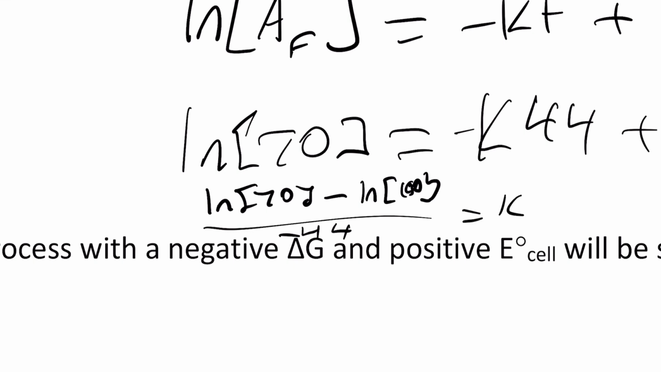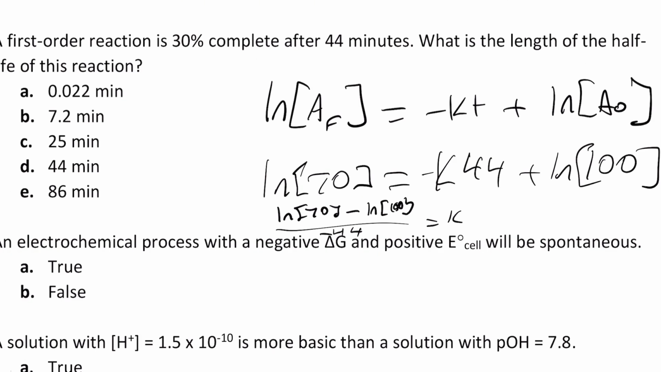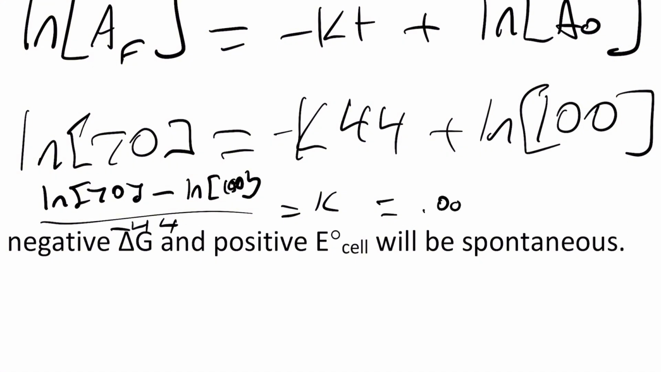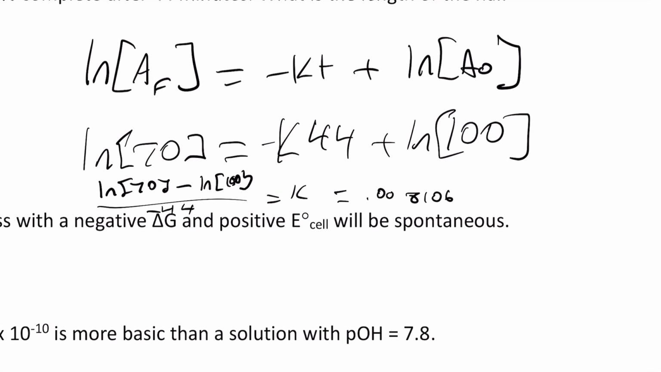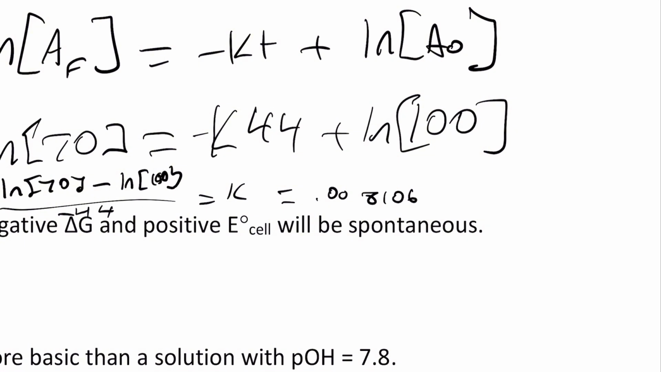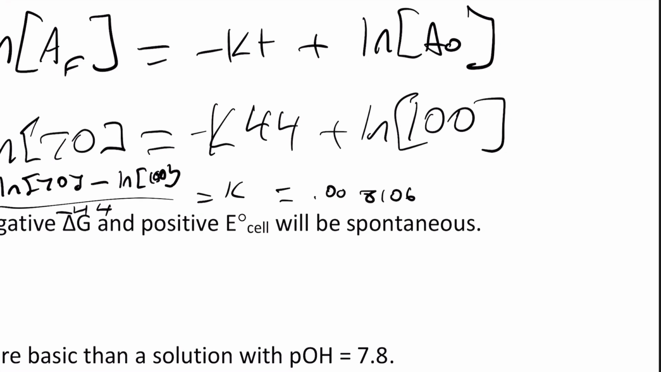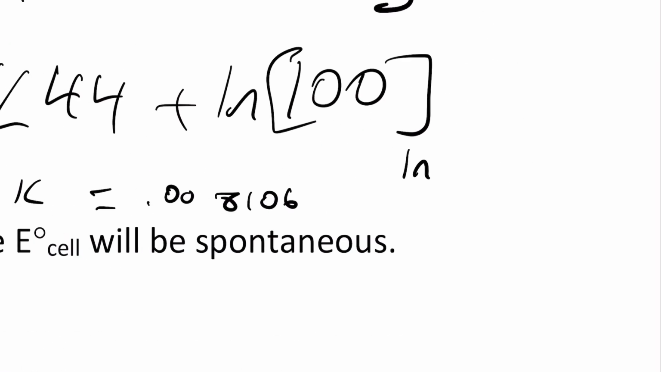So let's see. Natural log, let me do this. Parentheses, natural log of 70 minus natural log of 100, divided by negative 44. Booyah. All right, so that is a K of 0.008106. Now let's use the half-life equation, ln2 divided by K, right? So ln2 divided by 0.008106 gives you about 86. Boom. I'll just put that here so you guys can see that.